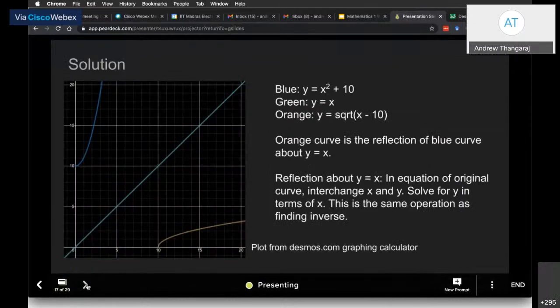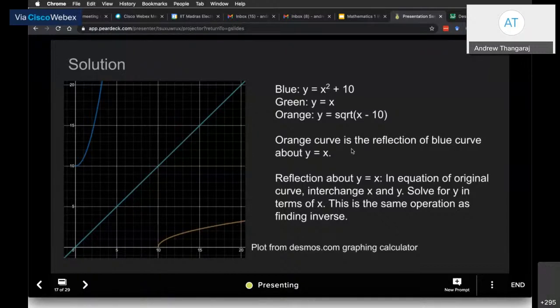So I have sort of illustrated this in this picture. This is the important thing to remember, okay? So there are three curves in this picture. The blue one is y equals x squared plus 10 for x positive. And then green is y equals x, and then the orange or the brown or whatever that is, y equals square root of x minus 10. And you can see how this curve and that curve are reflected.